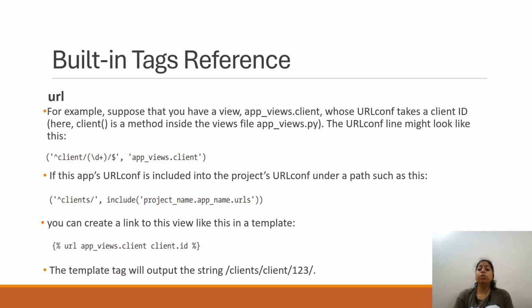For example, suppose you have a view, app.views.client, whose URL config takes a client ID. Here, client is a method inside the views file, views.py. The URL config line might look like this. This app's URL config is included into the project's URL config under a path such as this. You can create a link to this view in the template. The template tag will output the string /clients/client123/.